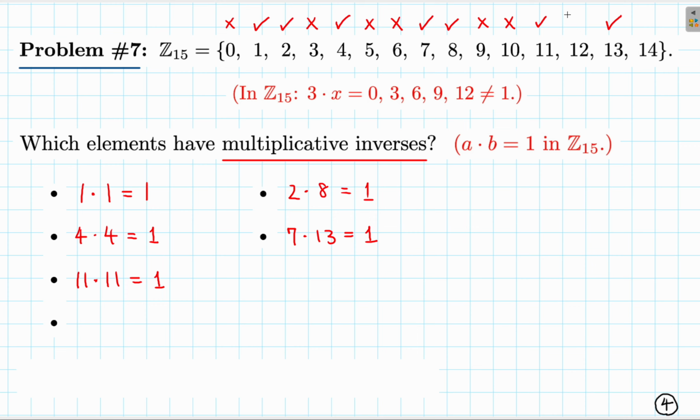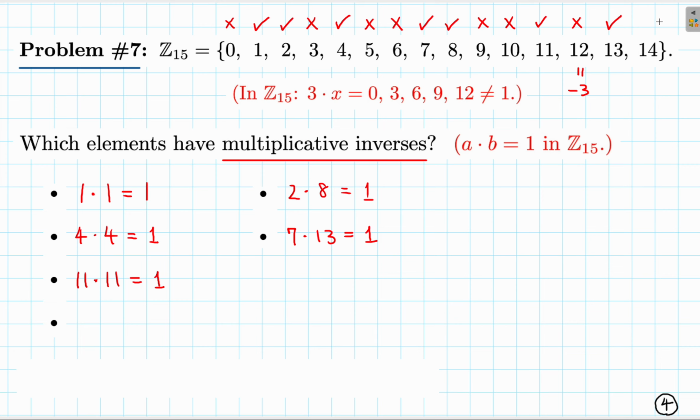So 11 is good. 12, again, another way to think about 12 is that 12 is negative 3. I'll write a little equals negative 3 in Z15. So multiples of 12 is the same as multiples of negative 3. And multiples of negative 3 will only give us negatives of these, which are 0, negative 3 is 12, negative 6 is 9, negative 9 is 6, negative 12 is 3. Once again, we never get a 1.